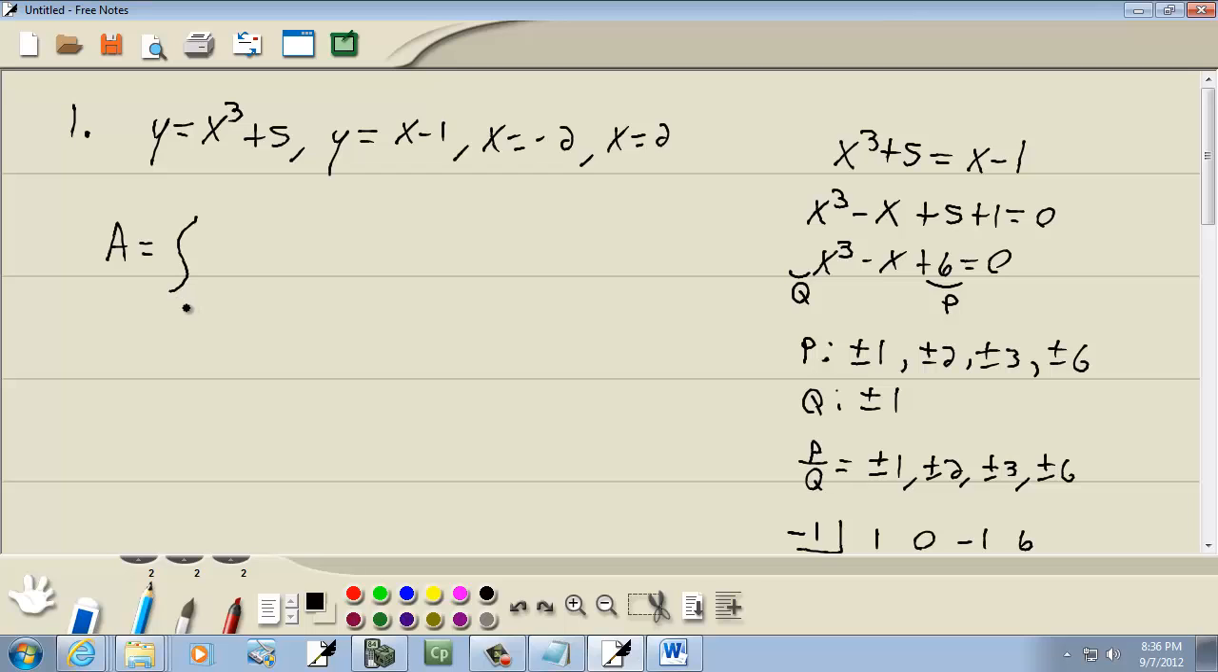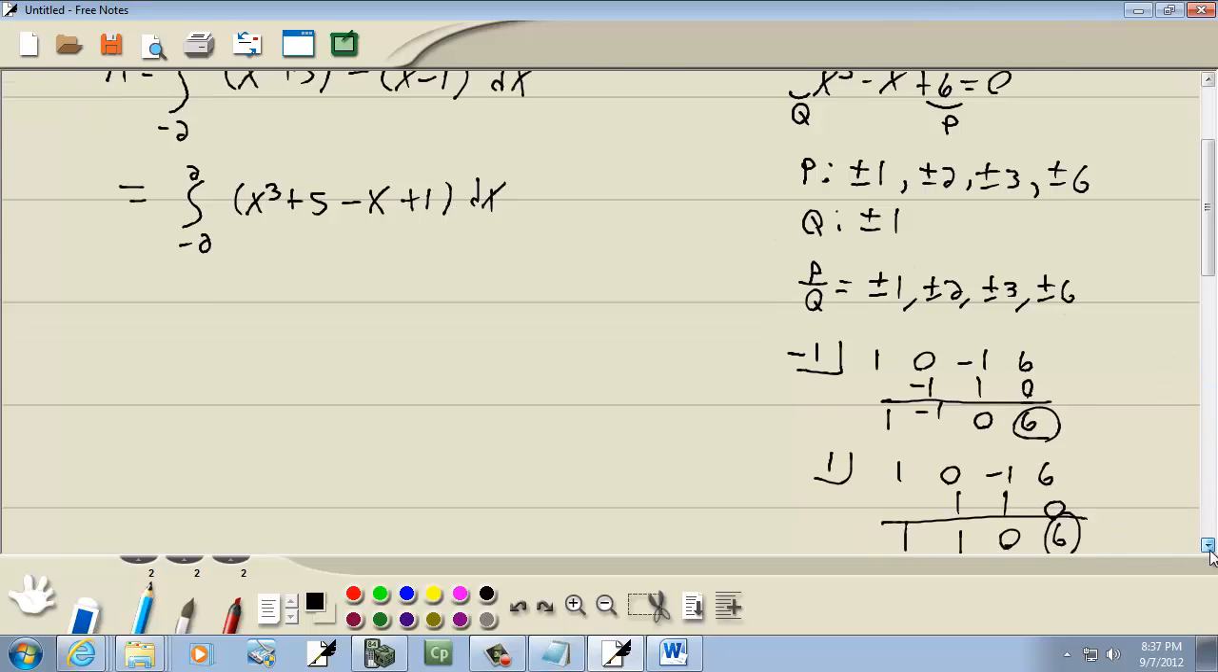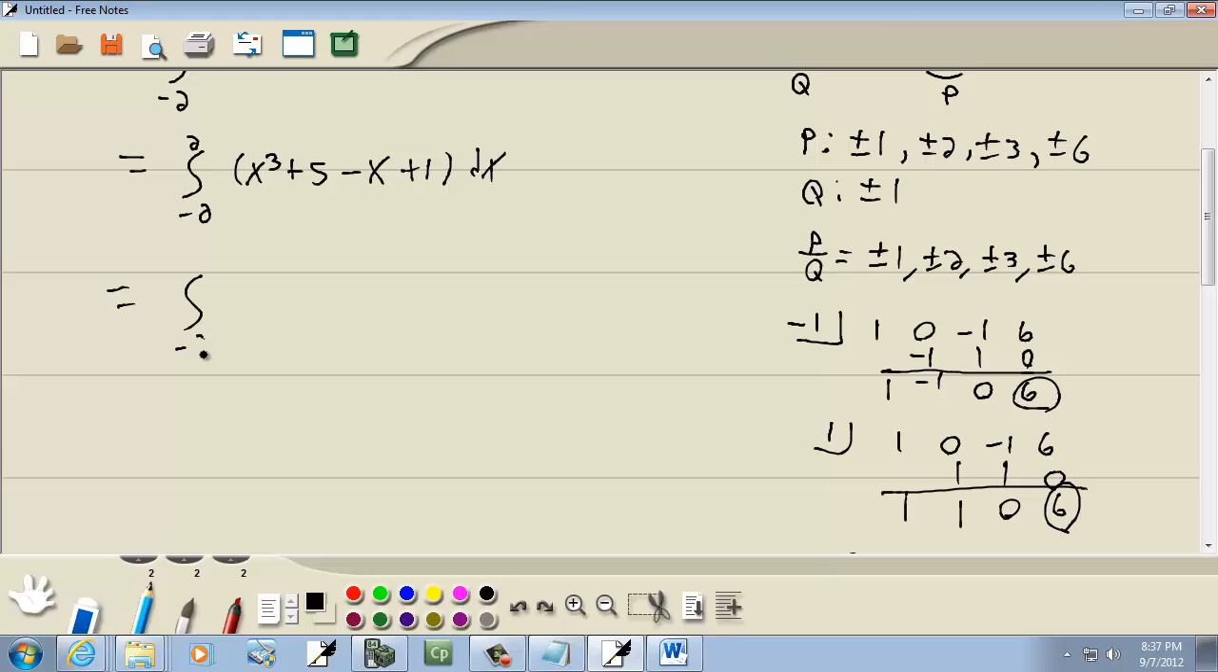So our area is going to be from negative 2 to 2, and the graph above, which is the x to the third plus 5, minus the graph that's below, which is the x minus 1, dx. So negative 2 to 2, x to the third plus 5. That negative switches those signs. That becomes a negative x plus 1. Which gives us negative 2 to 2 of x to the third minus x plus 6. That's no surprise. That's what we just came up with over there, right?